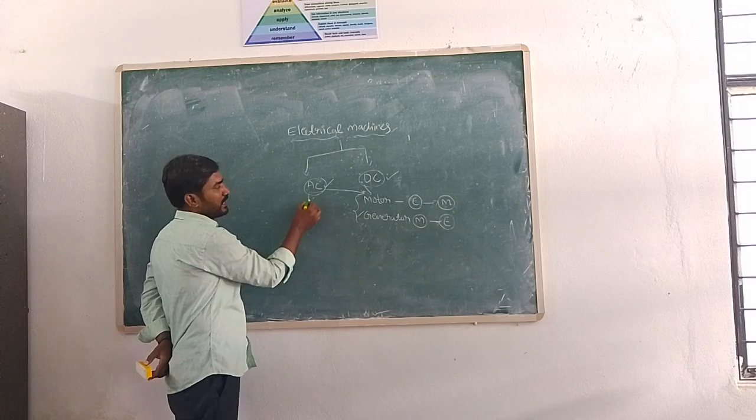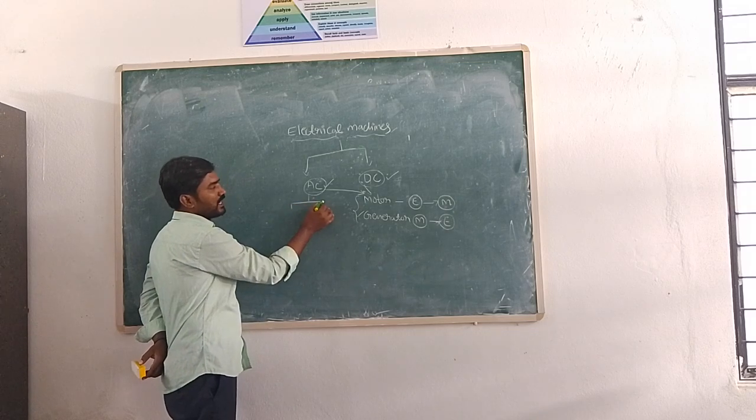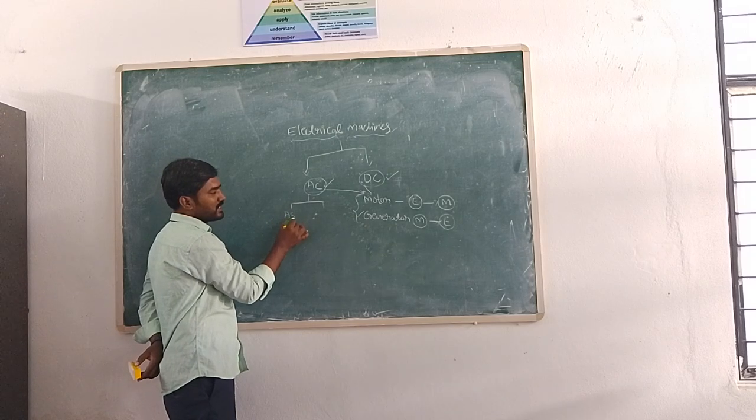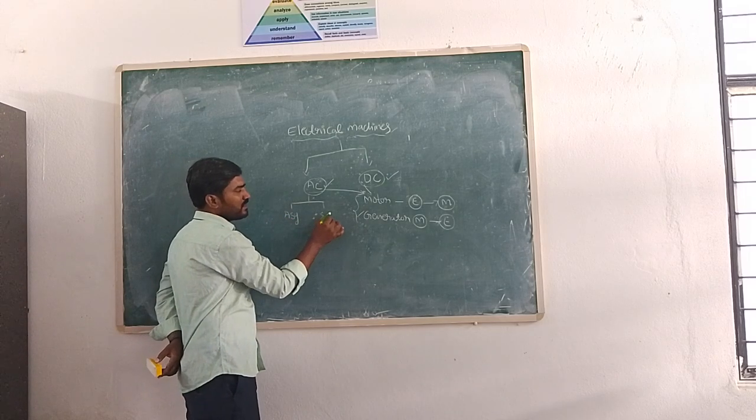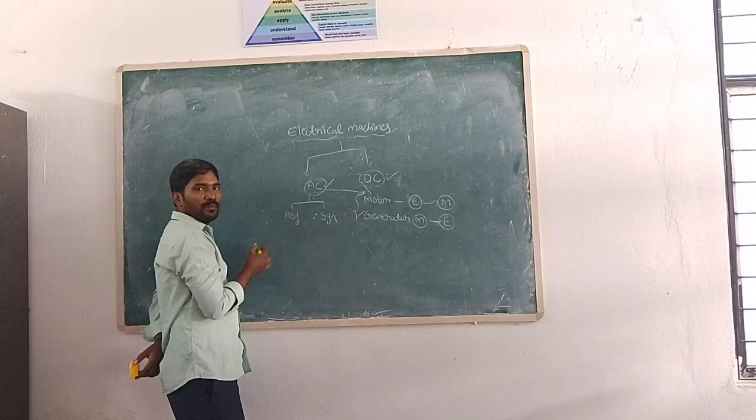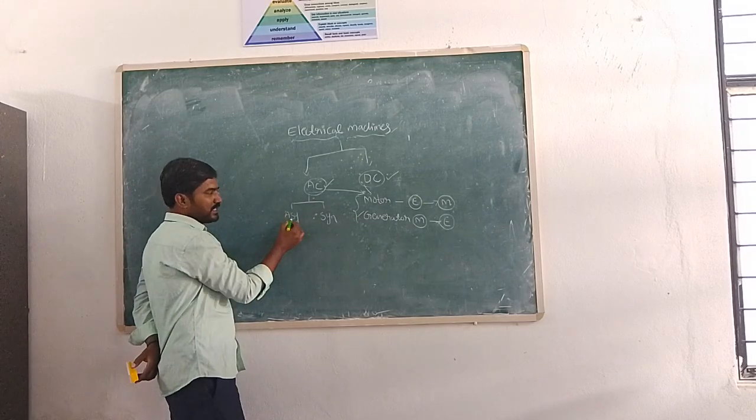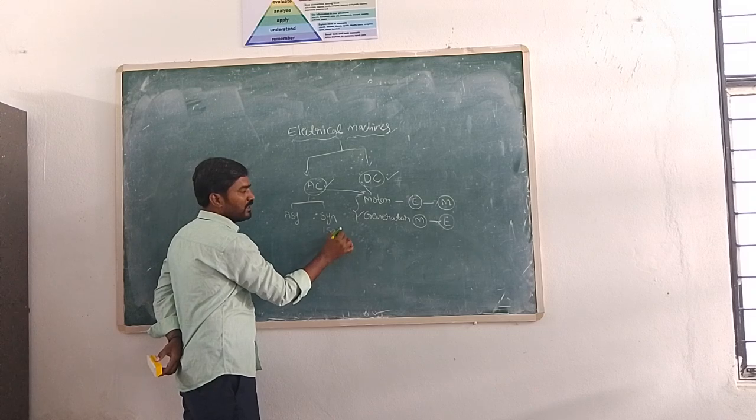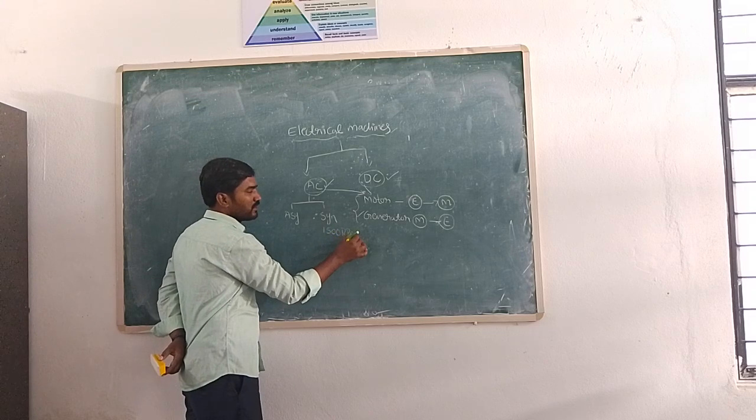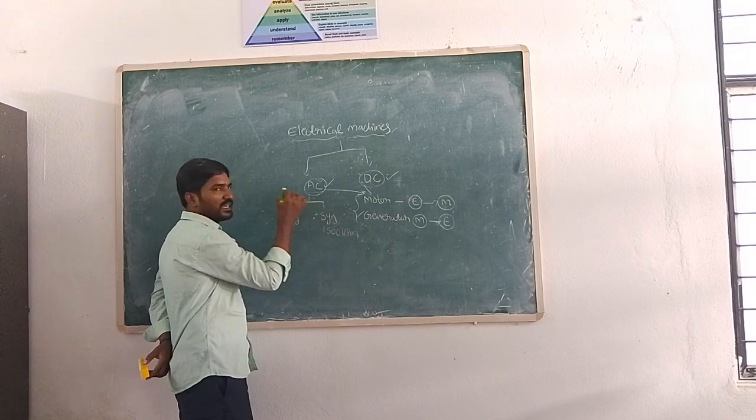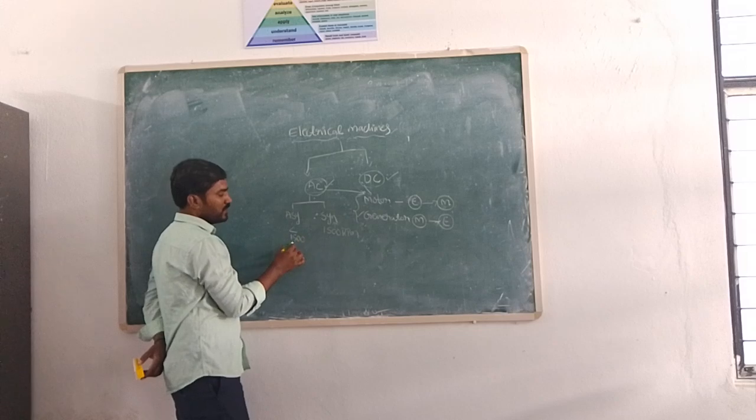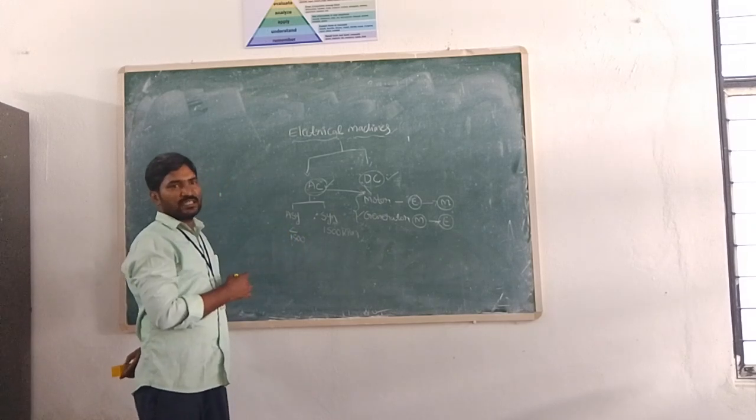For example, in the case of AC machines, there are two types of machines: one is asynchronous machines, the second is synchronous machines, based on the speed application. For example, if the speed of the machine is approximately 1500 RPM, those are called synchronous machines. If the speed is less than 1500 RPM, those are called asynchronous machines.